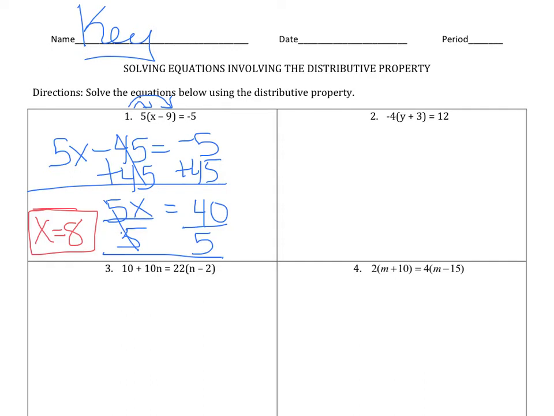For the second one, I'm going to distribute the negative 4, very similar to number 1. So it'll be negative 4y. I almost put plus, but it's going to be minus. The reason it's going to be minus is because it's negative 4 times a positive 3, so that's a negative 12. Equals 12. To solve for y, the first step is to add the 12.